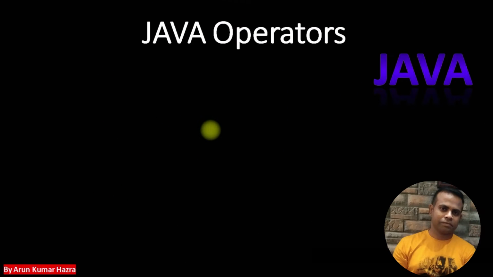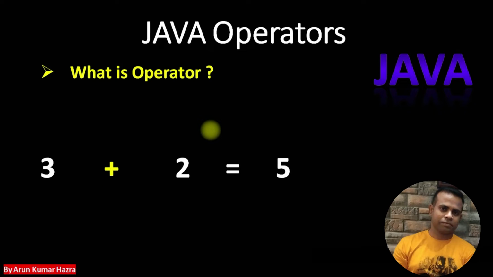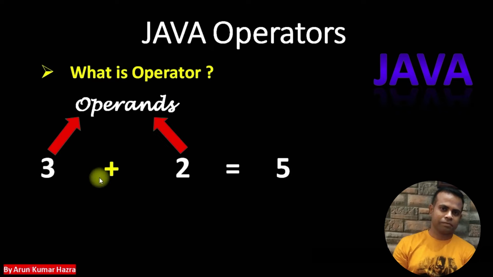Today we will learn Java operators. So first we have to understand what an operator actually is. If you check this example, 3 plus 2 is equal to 5. Now this 3 and 2 are called operands, and in between you can see I am using a plus sign, right? This plus sign is nothing but an operator. Based on this operator, we calculate the addition of 3 and 2, and the result is 5.